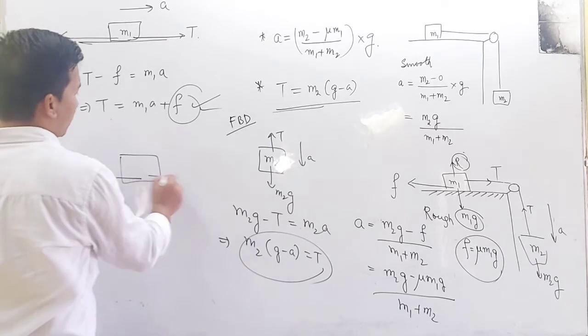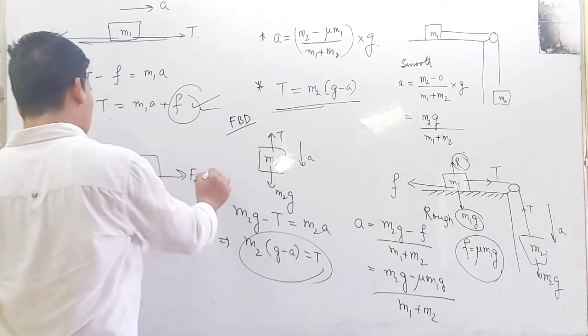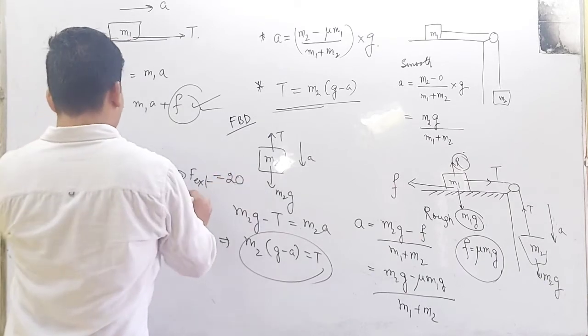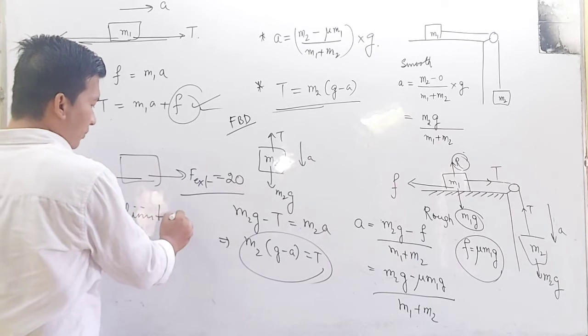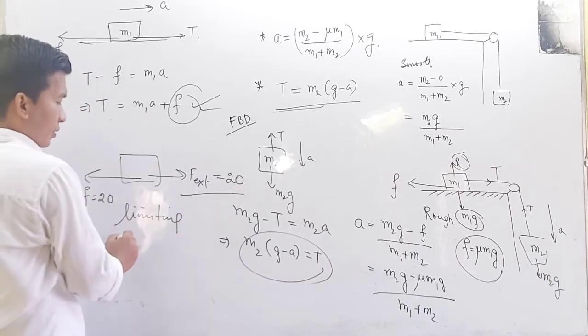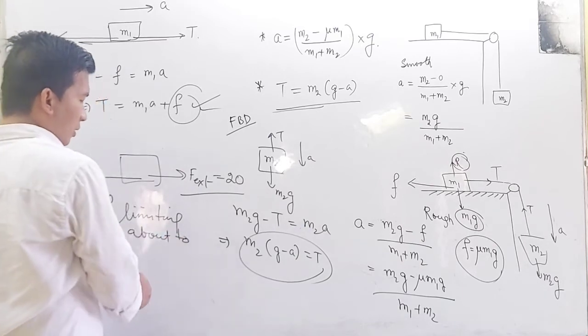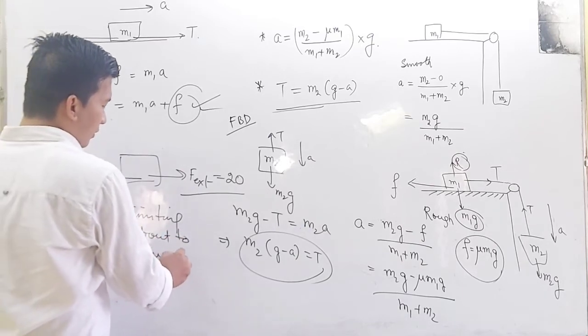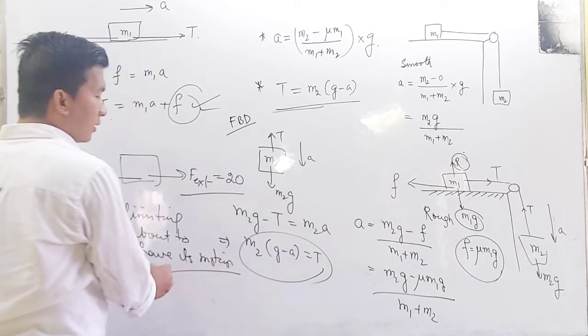This is 200 Newton, the external force that will produce motion. This is the limiting case. Limiting case we call, this is about to have its motion.